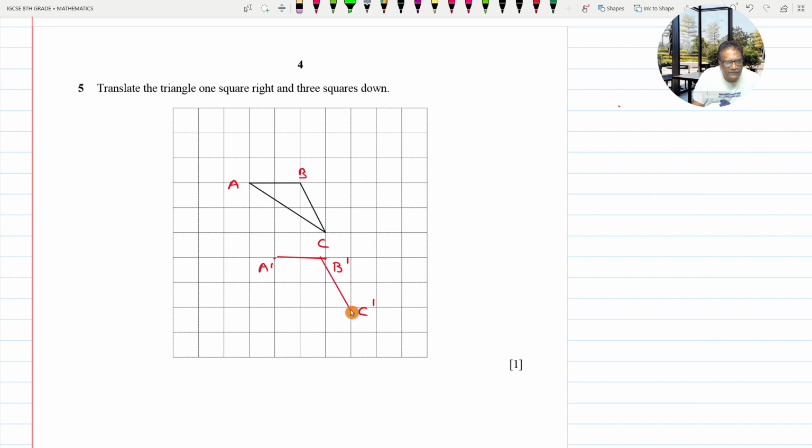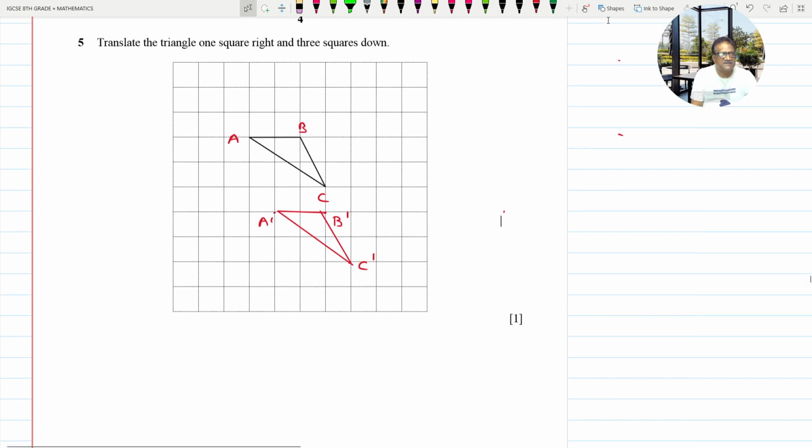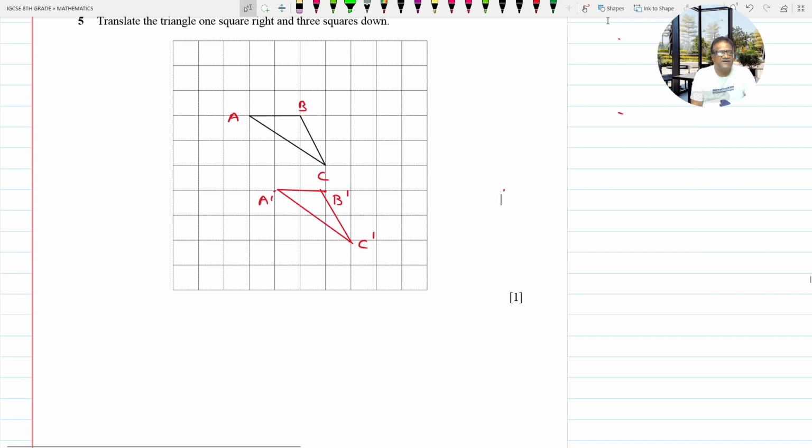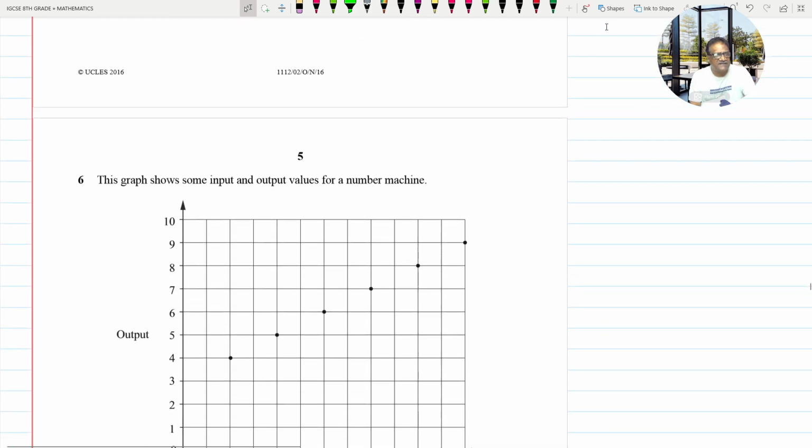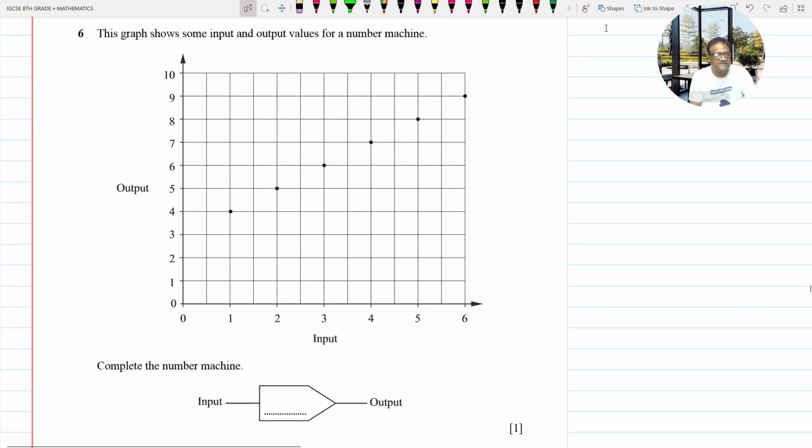And then let me join A dash and C dash. It should be something like this. So basically, this is my answer. This is the answer of translation 1 square to the right and 3 squares down. Fine. That was question number 5. Let us come to question number 6.